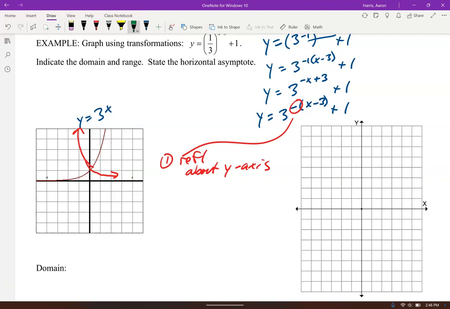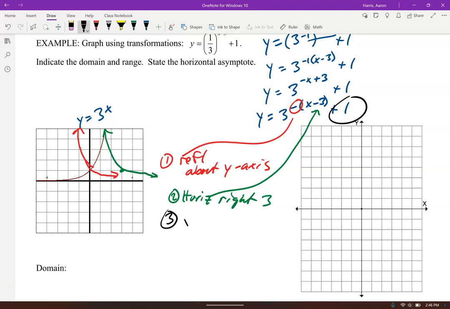Okay, now we're going to do it right 3. So horizontal right 3. So now it's like this. And then finally the whole thing is up 1. Vertically up 1. And so the y, instead of y equals 0, now it's going to bump it up 1. And so it's like that. Deal.